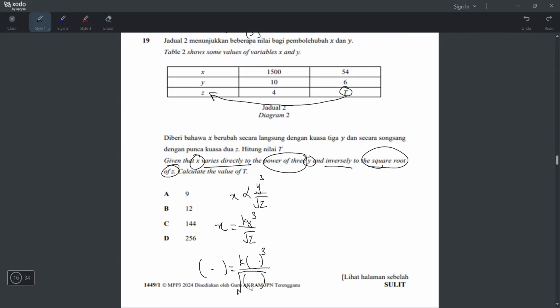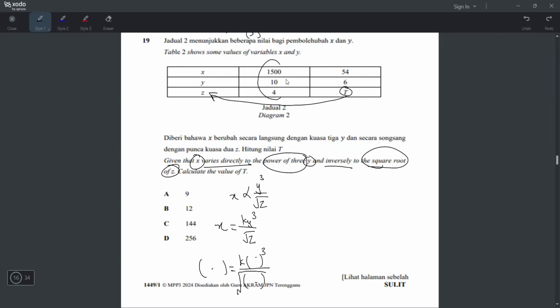So you need all three to be able to find K. Can you tell me, can I substitute with this one? X is 54, Y is 6, Z is T. Can I sub this inside to find K? The answer is no, because if you sub with this, your Z is not given. So you can't find your K later if you sub this. You need to make sure you have all three, all three must be there.